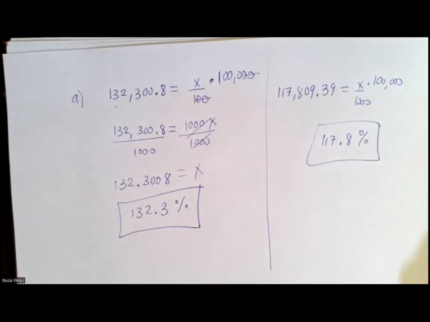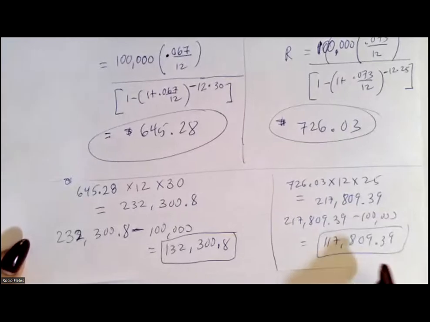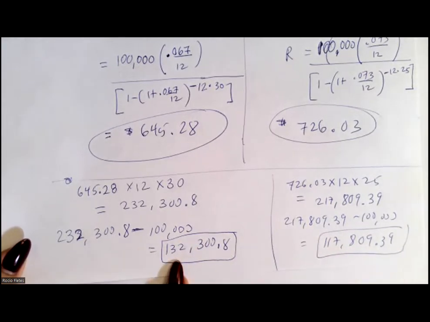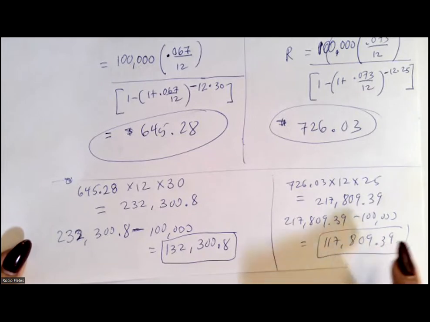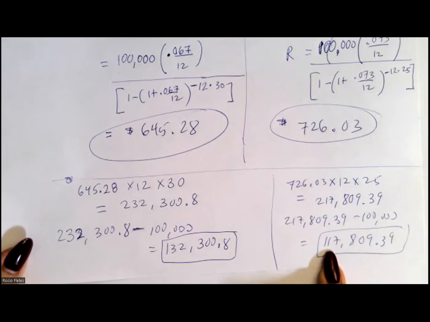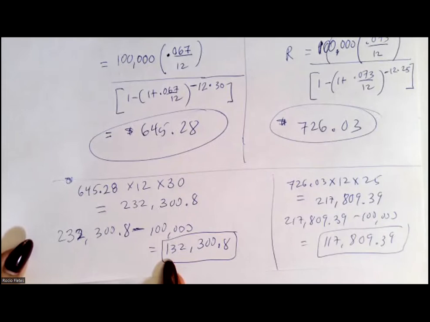so it's less interest basically, which we could see by looking at the total amount of interest, right, which was less for the 25 years, right here, 117,809.39 versus 132,300.8. So this is the amount of interest paid for each one. So the total interest paid for the 25 years is 117,809.39, and the total interest paid for the 30 years is 132,300.8.